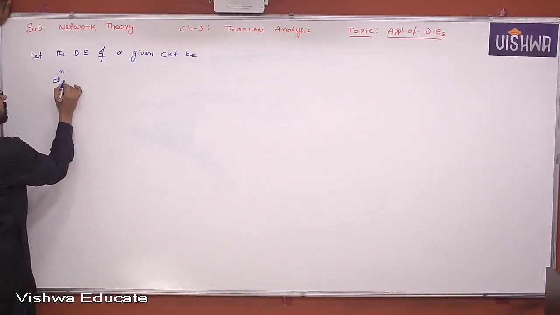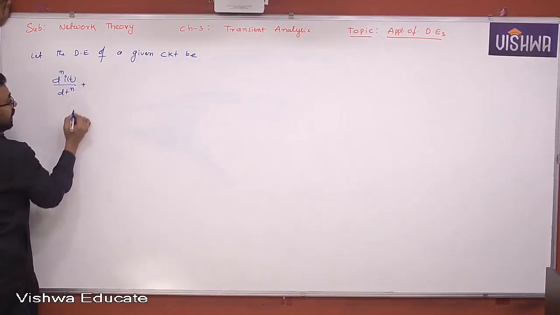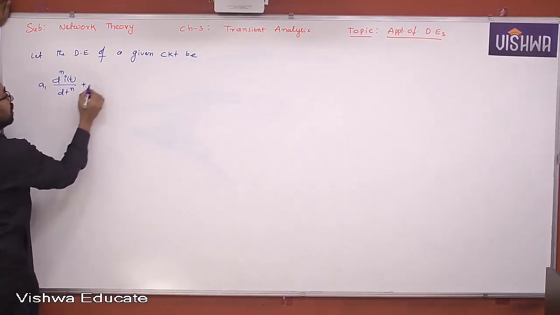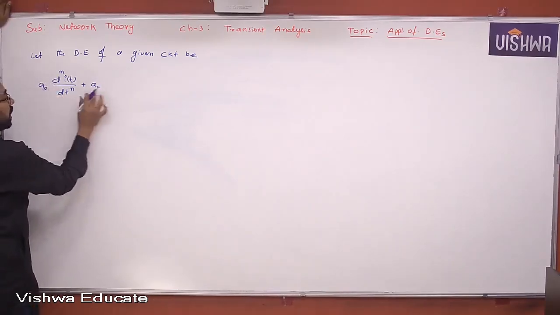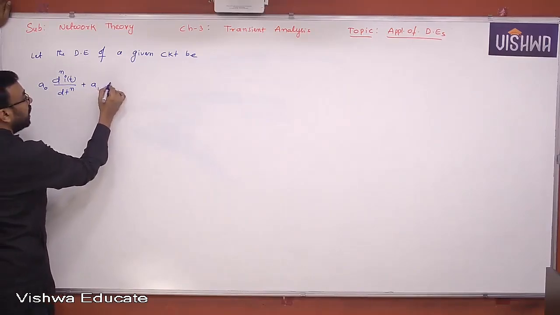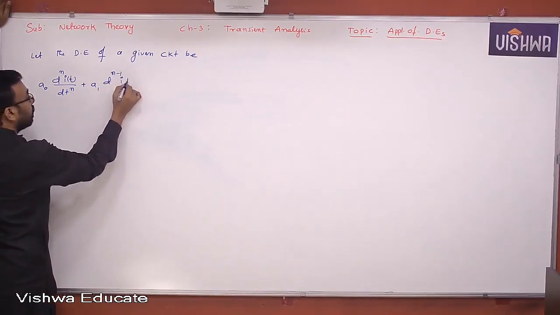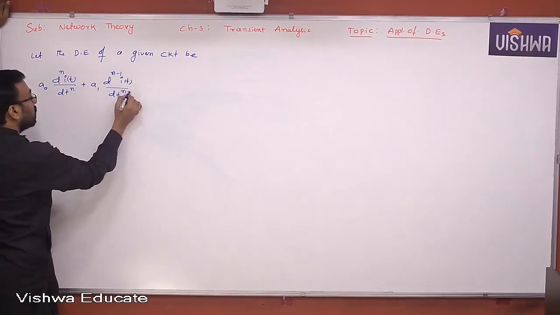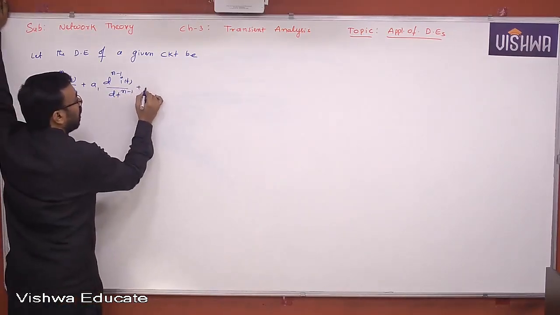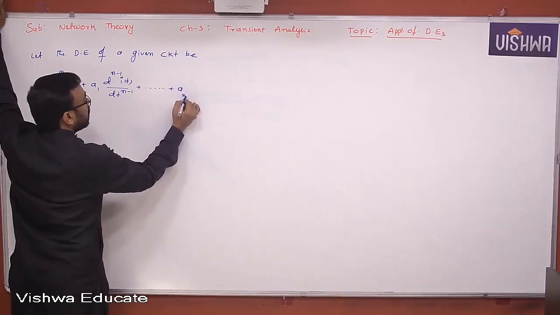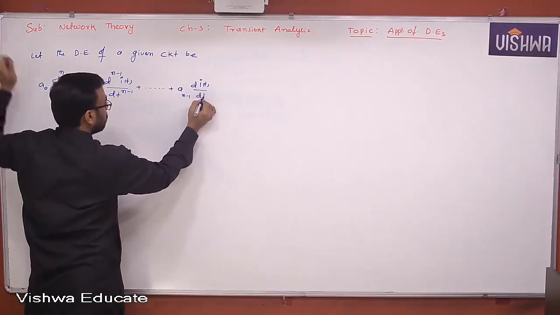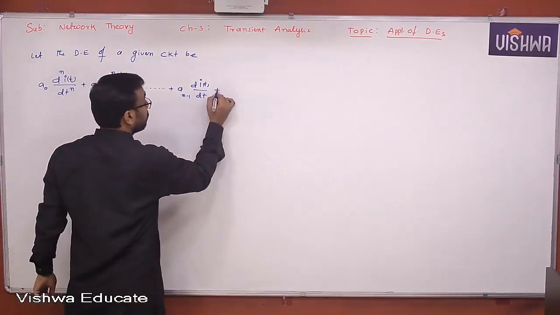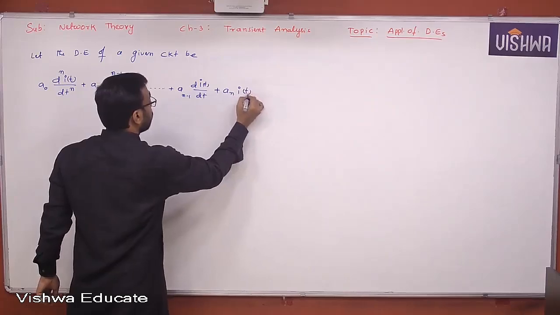d power n I of t by dt power n plus, okay, this is A0 and A1, d power n minus 1 I of t by dt power n minus 1 plus and so on, a n minus 1 d I of t by dt plus a n I of t is equal to v of t.